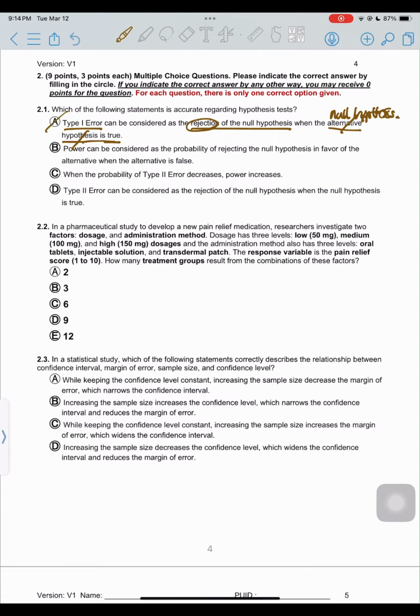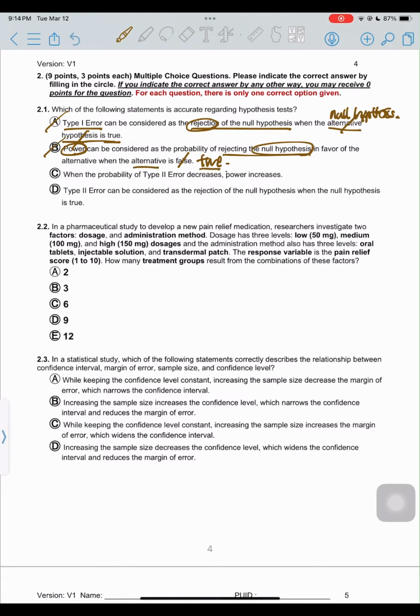So B, power can be considered as the probability of rejecting the null hypothesis when the alternative is false. So the power can be considered as the probability of rejecting the null hypothesis when the alternative is true. We are technically interested in whether the null hypothesis is false or not, but our true interest lies in the alternative hypothesis. That's the one that we really want to solve. So the power is, by definition, the probability of rejecting the null hypothesis when the alternative is true. So this is not right.